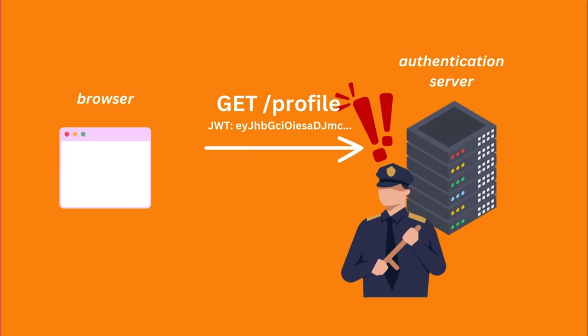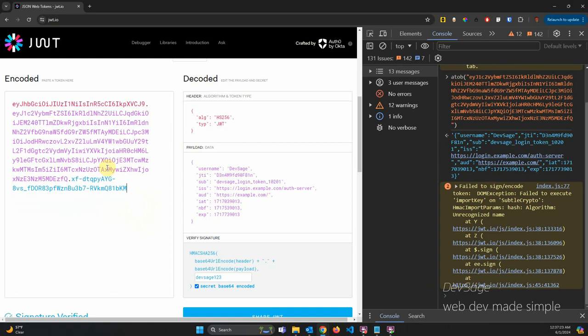Well, it can verify the validity of the token by looking at the signature. The way it's going to do that is it's going to try to rebuild this signature from scratch and compare it to the signature that the browser sent. Because remember how this signature was generated. The signature is just generated by taking this header and payload and running it through the SHA-256 hashing algorithm.